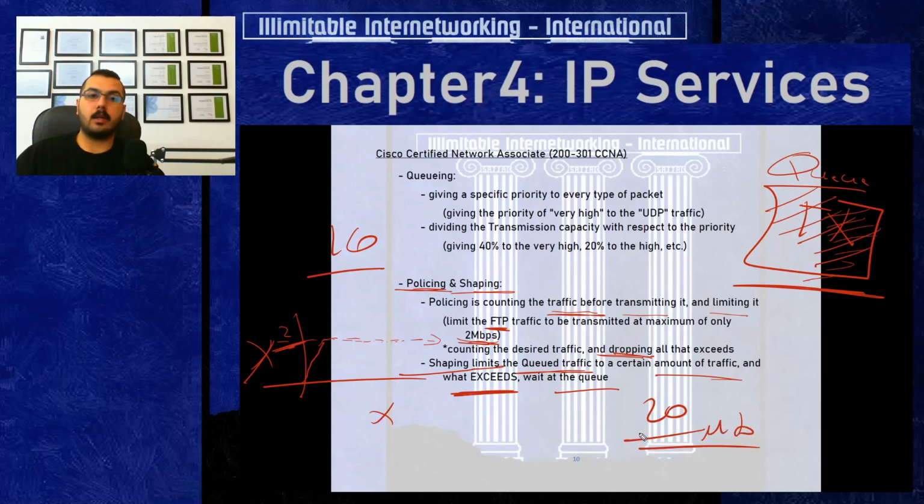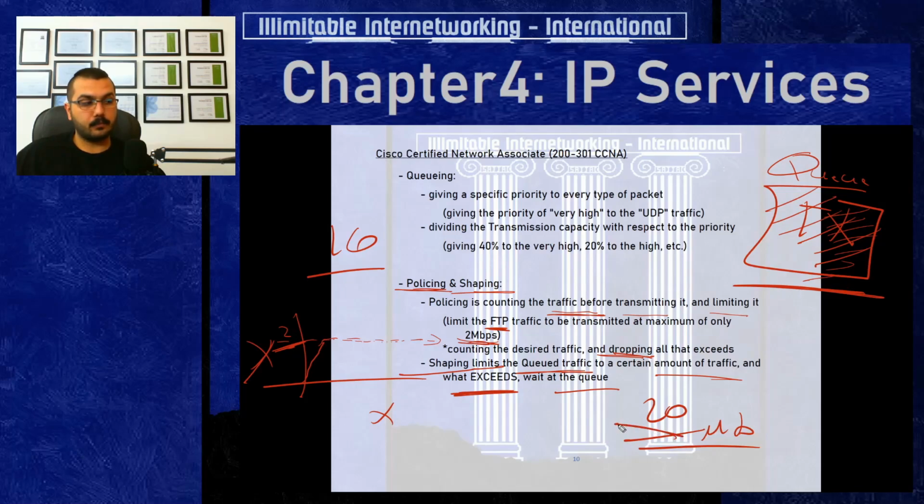So you will wait for 10 seconds in the TX queue, because you are transmitting 2 megabits every second, until you finish all the desired 20 megabits that are meant to be transmitted. So this is using shaping.